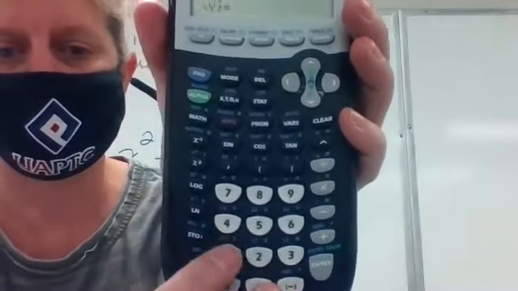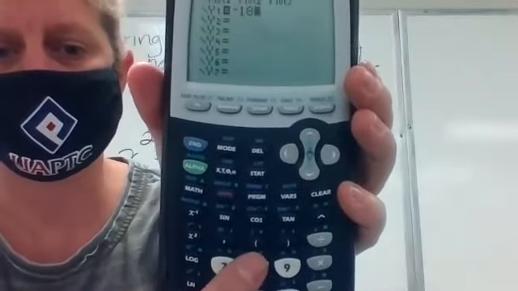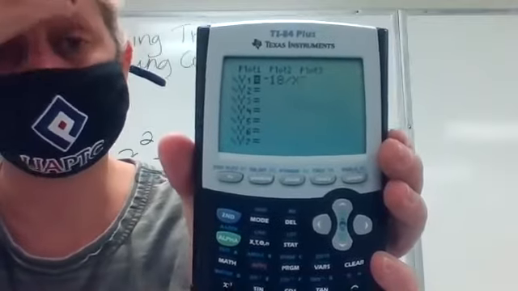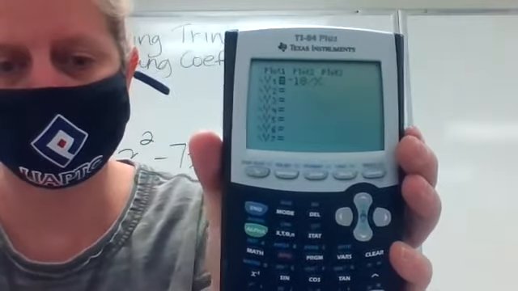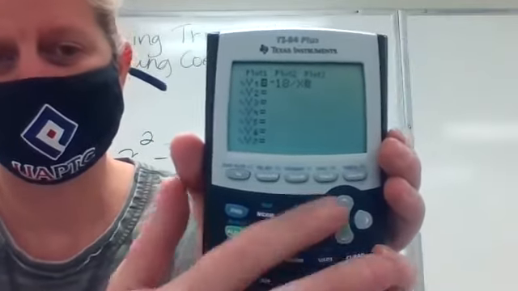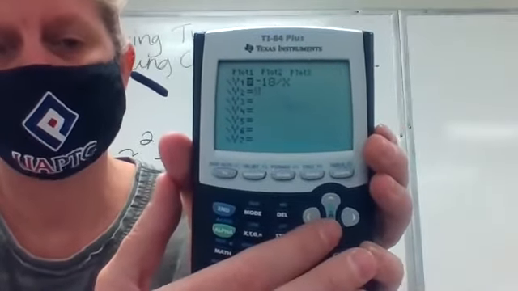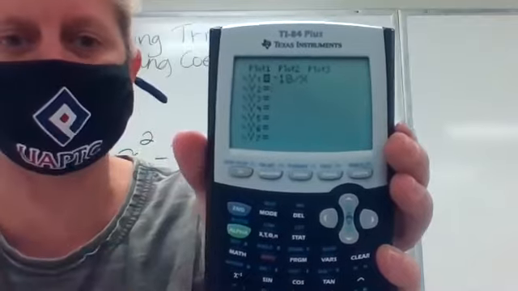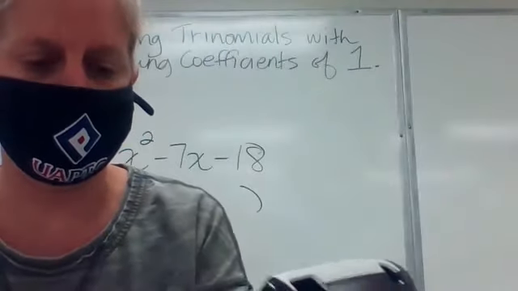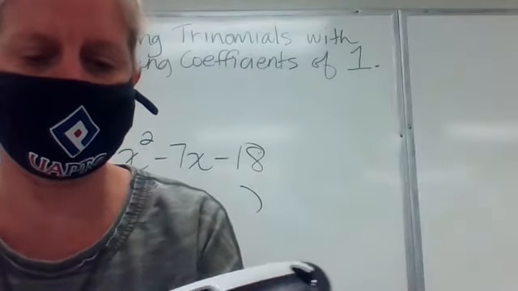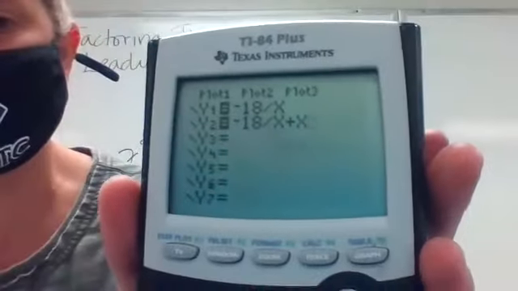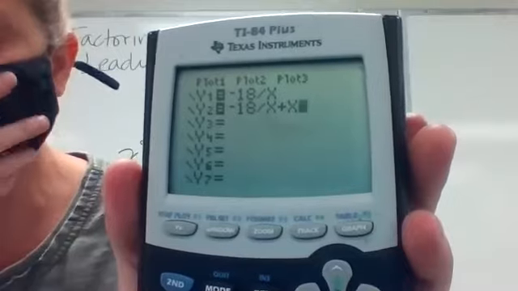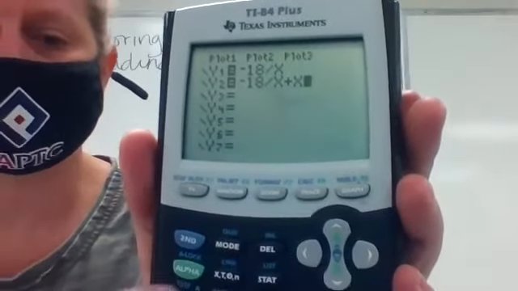So -18 divided by x. And go down. The same thing, right? I'm going to put -18 divided by x, and then I'm going to put plus x. So -18 divided by x plus x. So that's what yours should look like. Then I want to see my table.